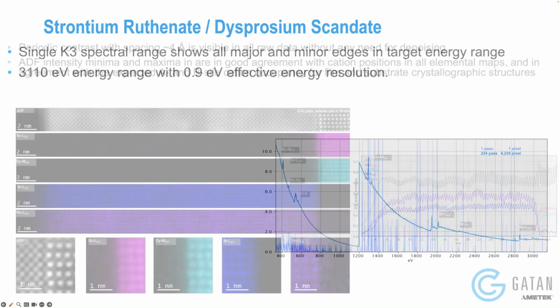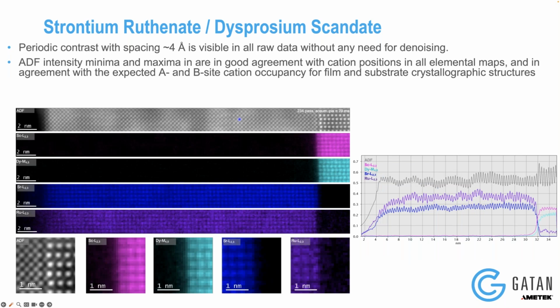What else do we have? If we look more at the atomic resolution maps, we see periodic contrast, approximate spacing 4 angstrom, in all the data without denoising, and everything's where it's supposed to be. So the ADF intensity maxima and minima are in good agreement with the cation positions in all the maps, and for the two structures in the substrate and the thin film. So this is a summation of all of the data.